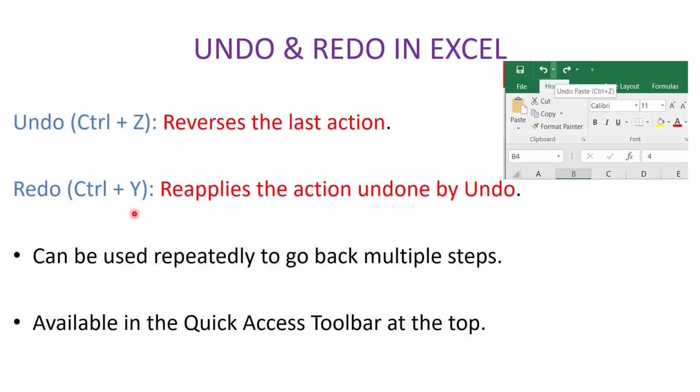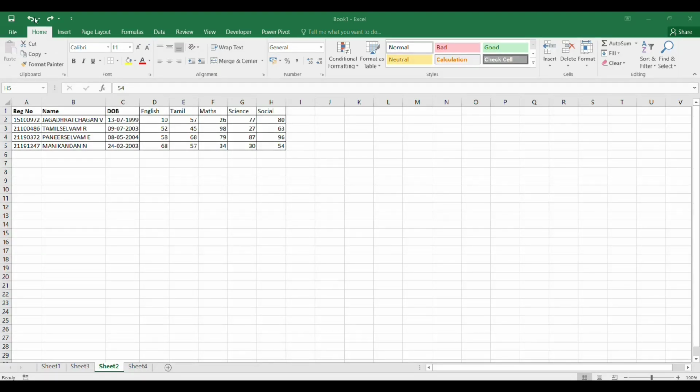Next, the redo command, which can be used by pressing Ctrl plus Y, does the opposite of the undo operation. It brings back an action you just undid. For example, if you used undo and then realize you actually want to keep that change, redo will restore it instantly. Just like undo, you can use redo multiple times to go forward through your recent actions.